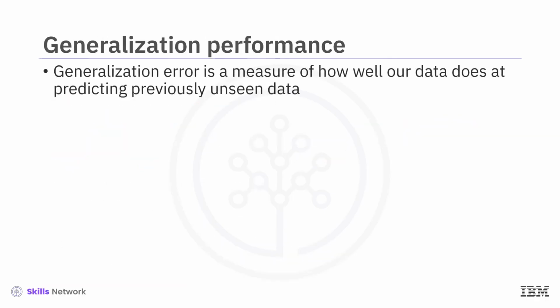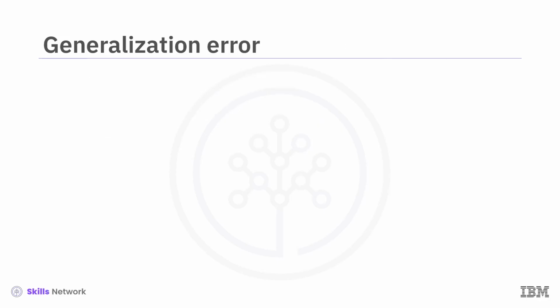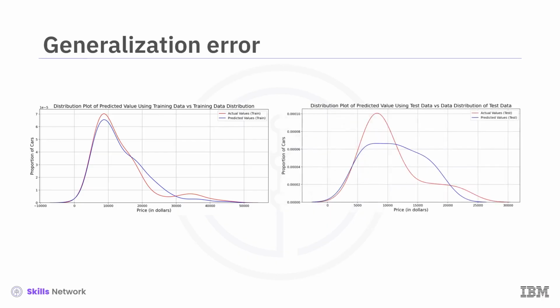Generalization error is a measure of how well our model does at predicting previously unseen data. The error we obtain using our testing data is an approximation of this error. This figure shows the distribution of the actual values in red compared to the predicted values from a linear regression in blue. We see the distributions are somewhat similar. If we generate the same plot using the test data, we see the distributions are relatively different. The difference is due to a generalization error and represents what we see in the real world.